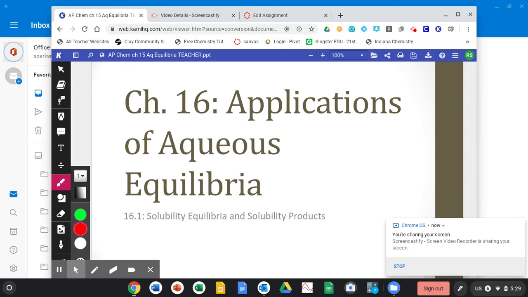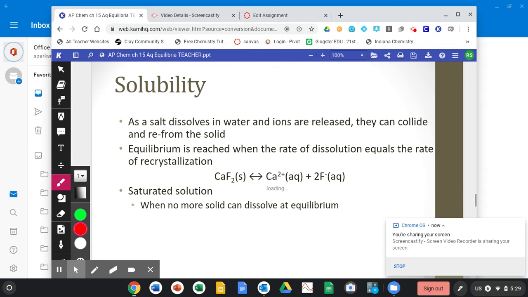Applications of aqueous equilibria. This is actually part of chapter 16. The solubility products are called Ksp, so you're going to hear me refer to that phrase a lot. I tagged this on to the end of this chapter because it's so similar to all of what we do in this chapter. So let's go through it.